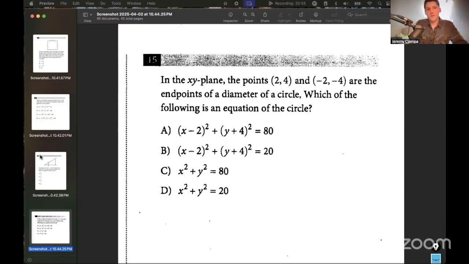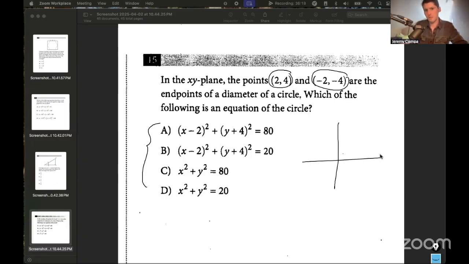Something I say to folks all the time on questions on the SAT math section and in the ACT is, if you give me points and equations, I'm putting them together. Right? So we don't know what the radius is here yet. In order to actually use these points in a meaningful way, we'll have to use the radius. But one thing we do know is that these are endpoints of a diameter. So a rough sketch, 2, 4, and -2, -4 would get you here and here.